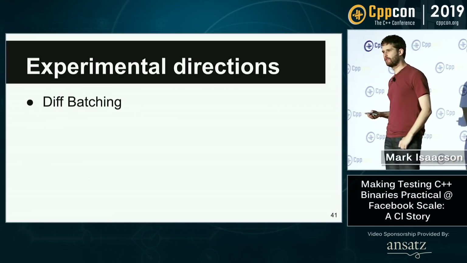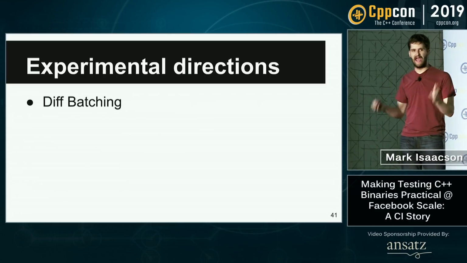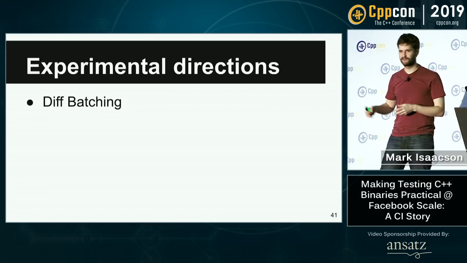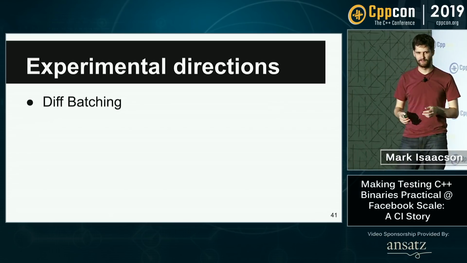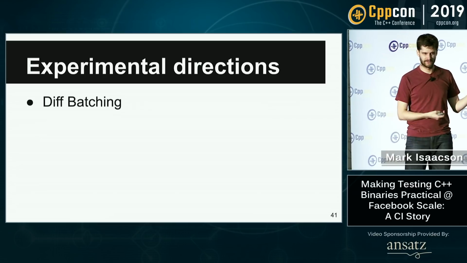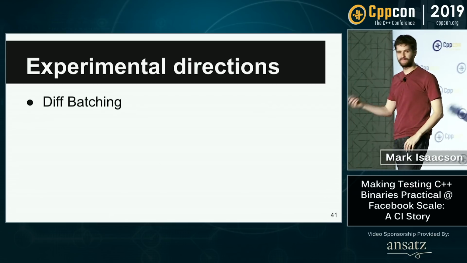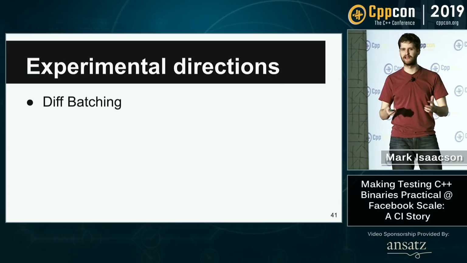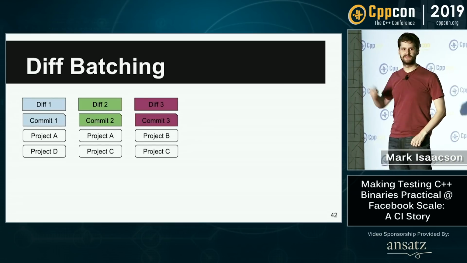OK, up until this point, I've been able to share some numbers about how well things have been working. I want to talk to you about something that is an experimental direction. I don't have data for how well it works in C++, but we've tried it on a certain subset of our web tests, and it works wonderfully for that. We are very close to being able to test this in C++, but I wanted to just share the cool idea. And it's this thing called diff batching.